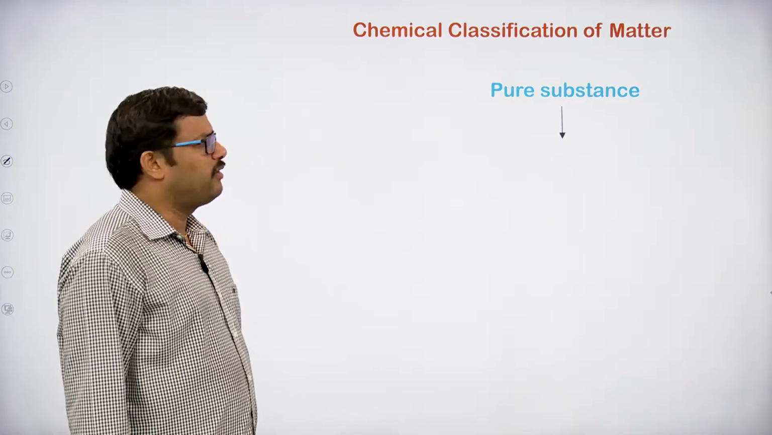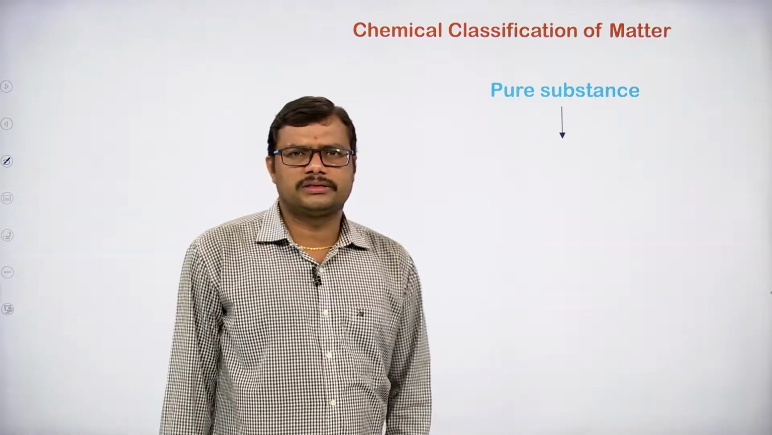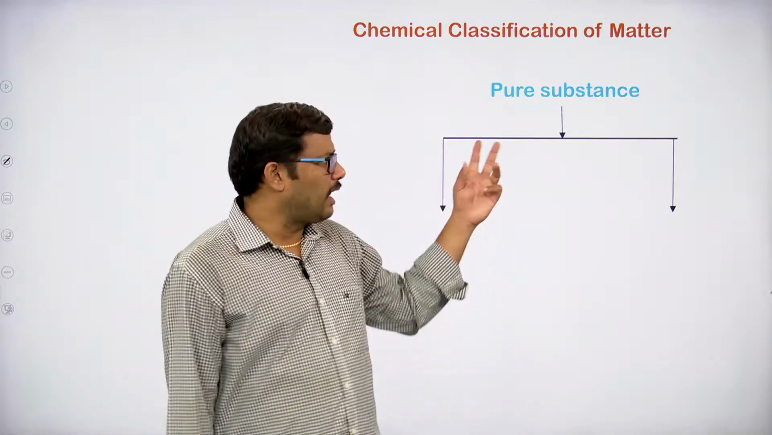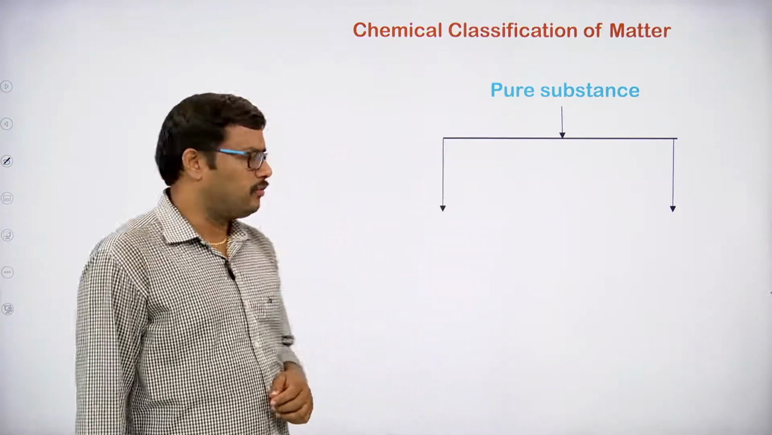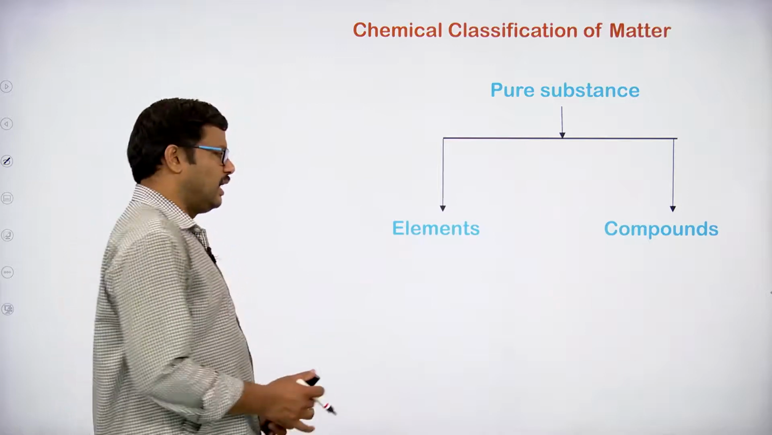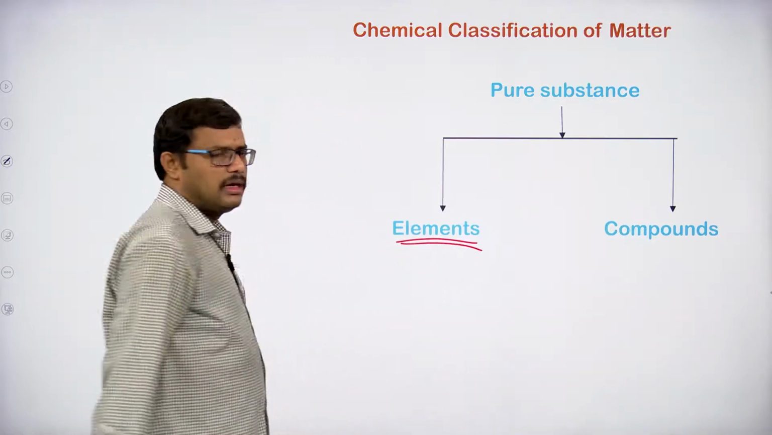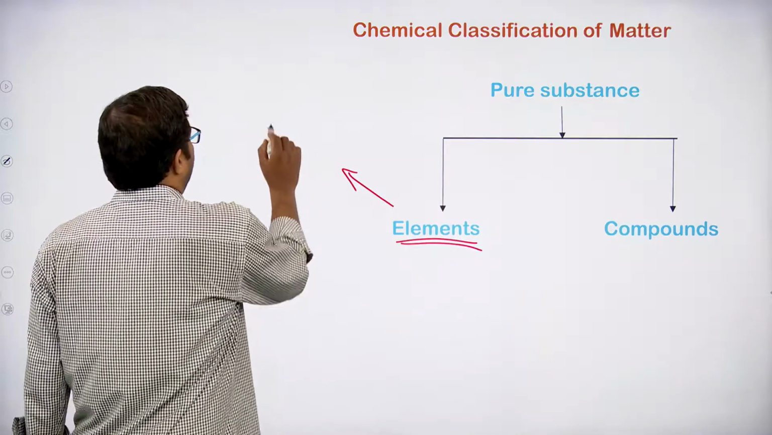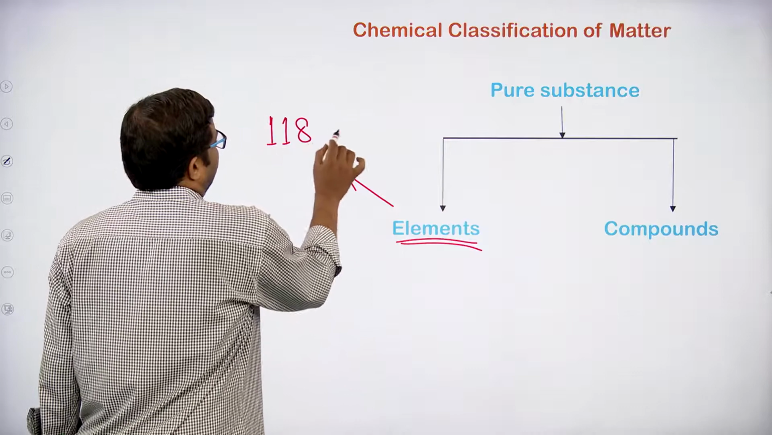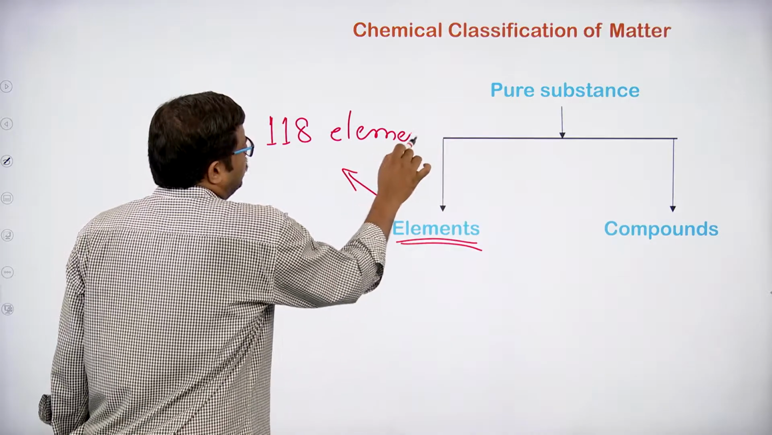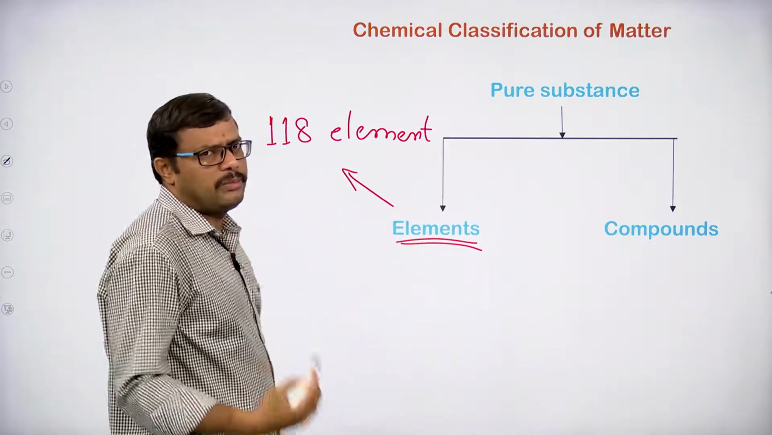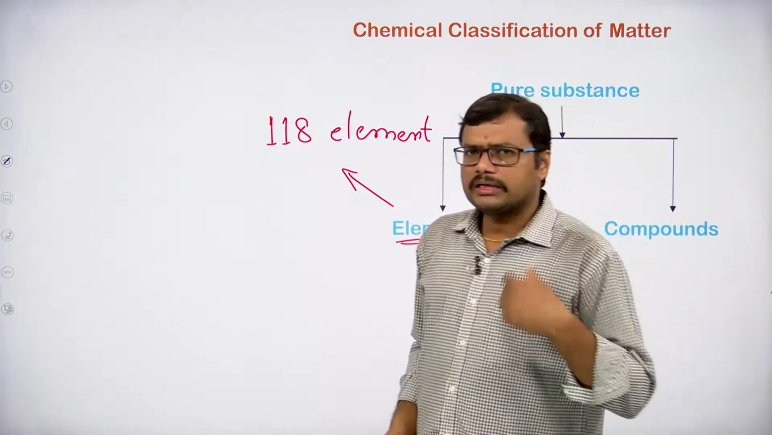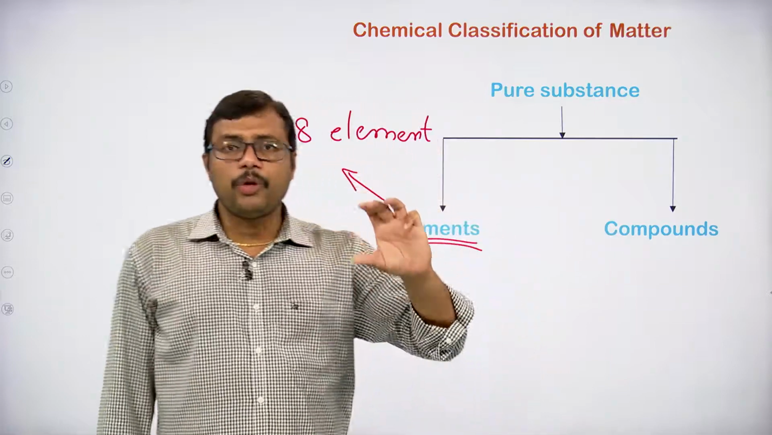Pure substance can be further divided into 2 categories. The first one is element. Of course, you know that in the periodic table we have 118 elements. So, element means it is in pure form. When I say hydrogen element, what do I mean? I mean pure hydrogen only. Oxygen element, I mean only pure oxygen.